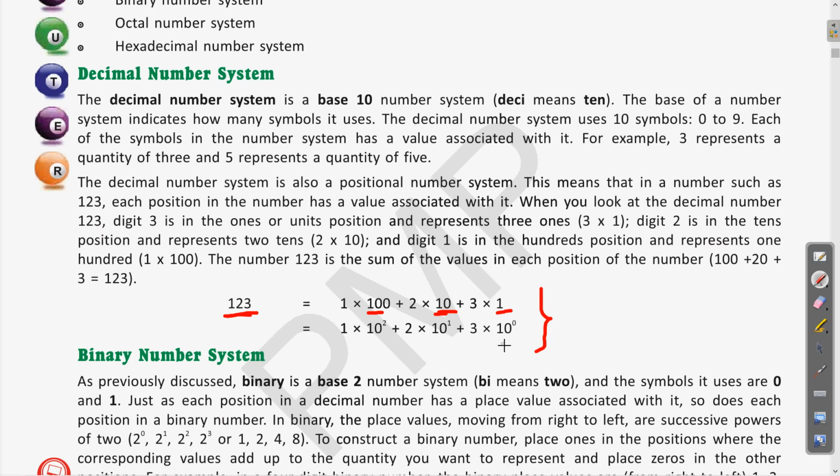So here 1, 2, 3, these three digits are all multiplied by their positional values, and this can be written in powers of their base. In the decimal number system the base is 10, as the name itself says, deci means 10. So all of these numbers are now represented in the form of their base. The base is 10 here, multiplied with increasing powers, that is 0, 1 and 2. So if you calculate this, again the value will come to 123.